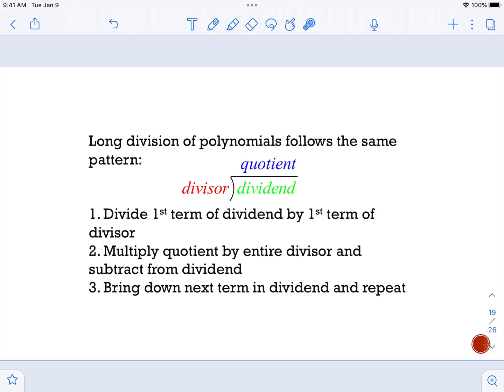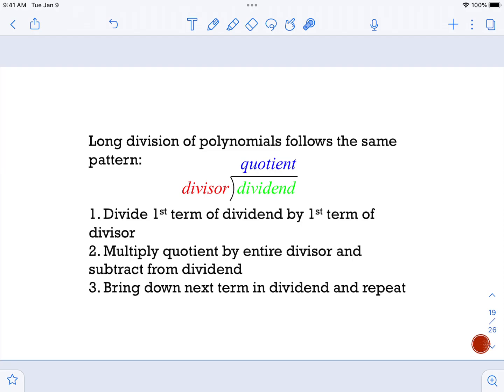So we are going to divide the first term of the dividend by the first term of the divisor. That'll make more sense when you see it done in an example. Once we're done with that, we're going to multiply the quotient by the entire divisor. So we're going to multiply the entire thing here, and then we're going to subtract that from the dividend.